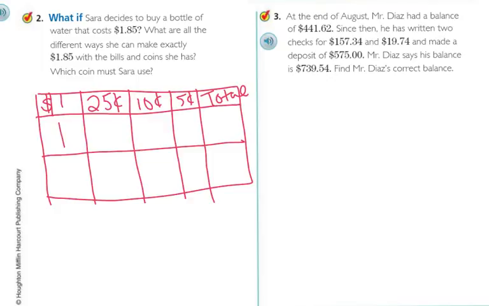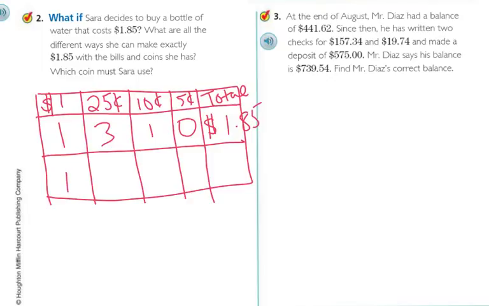So let's put in just $1. Let's try 3 quarters. So now I'm at $1.75. Try a dime. Now I'm at $1.85. And that's exactly what I needed, so I'm not going to use any of the 5s because my goal is to try and get to $1.85. So let's try it again.